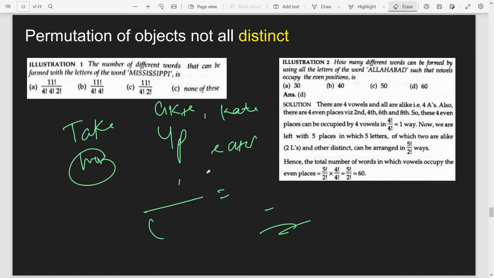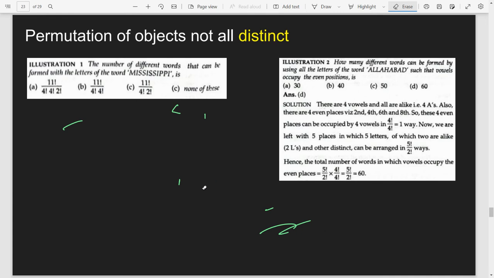We need to find the total number of arrangements. Obviously, take a word where all the letters are different, they're distinct. But this word Mississippi has something in common: S is repeated, four S are there. One, two, three, four I's are there, and the rest are common.